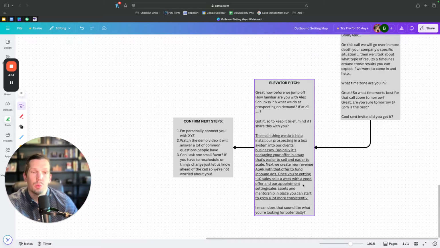We want to create consistent revenue, and really quick revenue as quickly as we can, to fund inbound ads, because once we can fund inbound ads, we can really get you to a place where you're consistently booking 5, 10, 15 plus sales calls per week. And then we want to layer in our appointment setting and sales process so you can really grow your agency a lot more consistently. I mean, does that sound like what you are potentially looking for and needing help with? Okay, great. We're in the same ballpark.